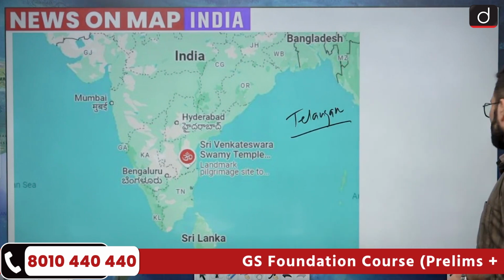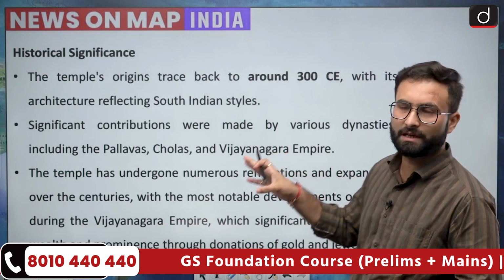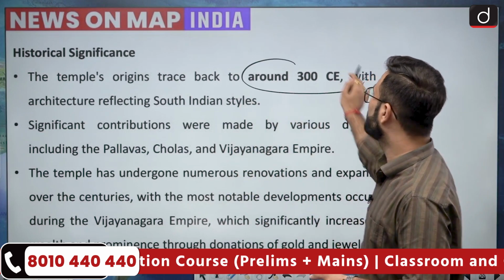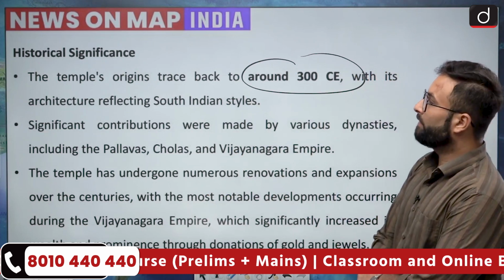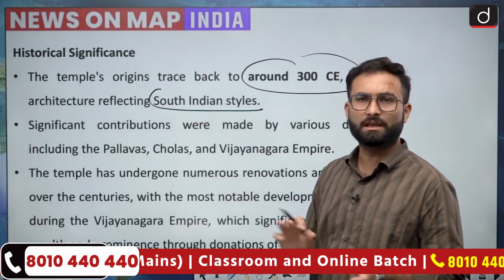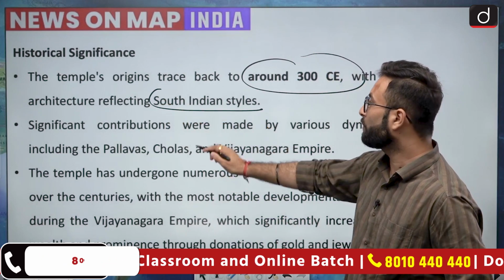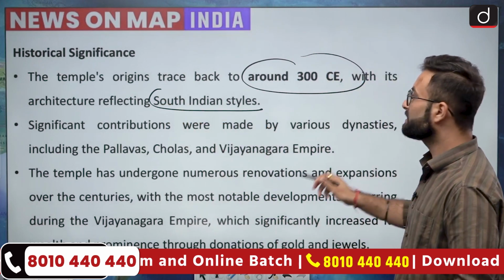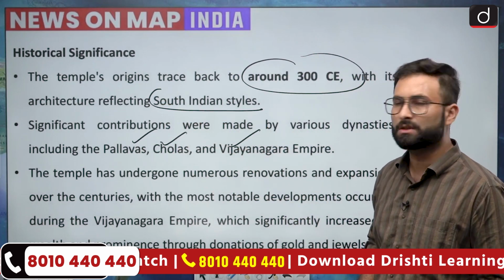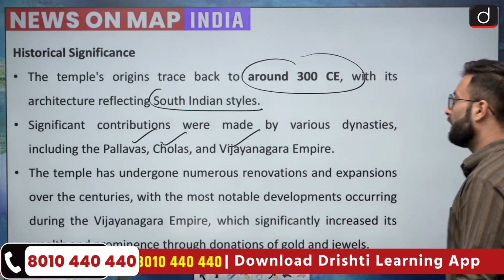Now moving to the next, some historical significance is given over here, which we have already discussed, like it dates back to around 300 CE, and when we talk about the architecture, it reflects the South Indian style, or Dravida style. Here a significant contribution was made by various dynasties, including the Pallavas, Cholas, and Vijayanagar Empire, etc. So you can go through this particular slide.